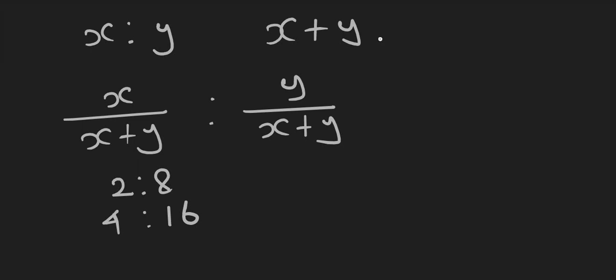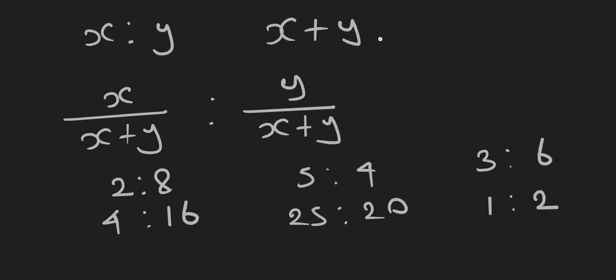Let's look at another example. 5 is to 4 is equal to, let's say I multiply this by 5, 25 is to 20. Similarly, 3 is to 6 is equal to, if we divide by 3, we get 1 is to 2. Well, that was about ratios, percentages, and fractions.